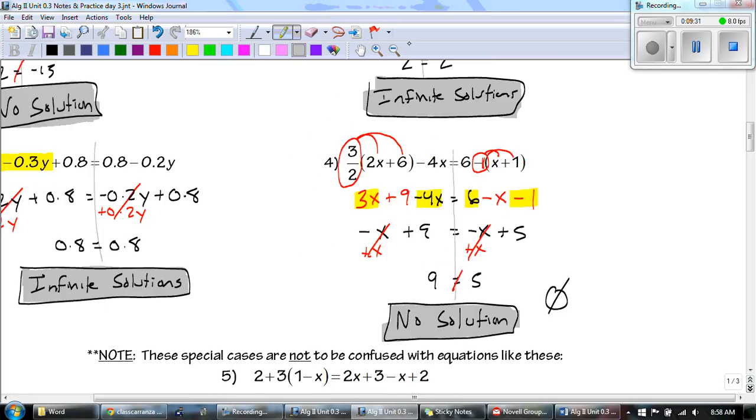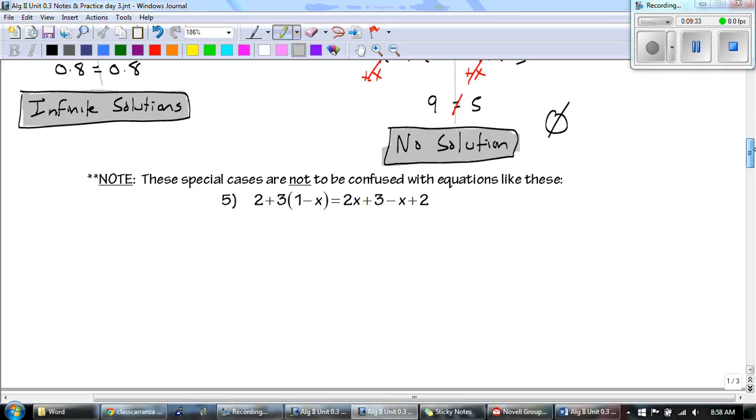Now, I don't want those special cases to be confused with equations like this. Okay, so this is going to be similar, but we just got to pay close attention. All right, now on the left-hand side, let's distribute first. So we get 2 plus 3 minus 3x, and that equals 2x plus 3 minus x plus 2.